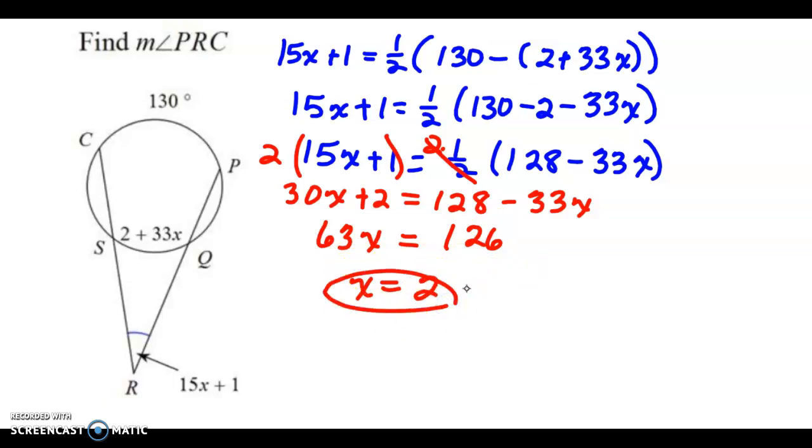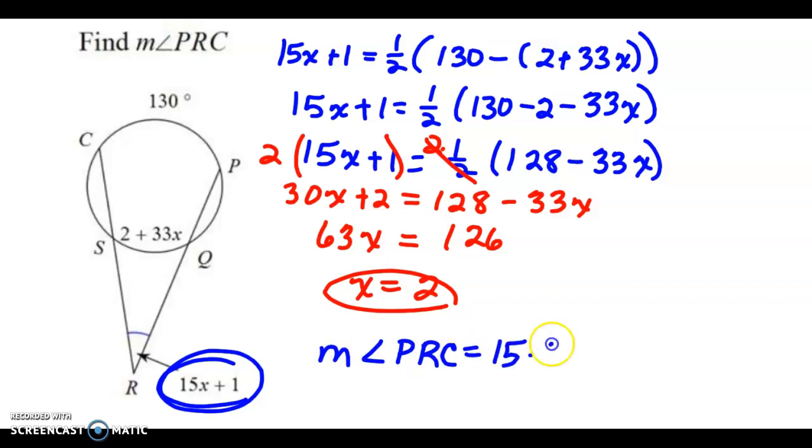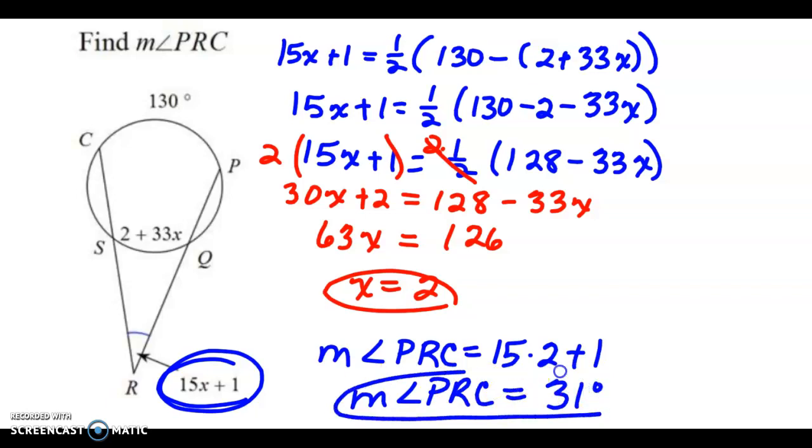Okay, so that was awesome. Now I have to find this angle, that was the goal. So all I do is say, all right, the measure of PRC is going to be 15 times 2 plus 1. So the measure of PRC is going to be 31 degrees. All right, so again, the angle was on the outside, so that's why I did half the difference. So the angle is created on the outside. Okay, sounds good.